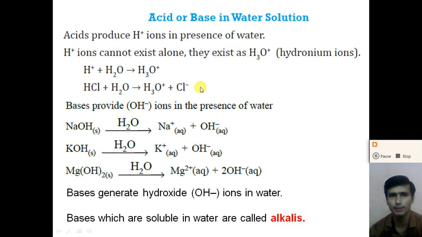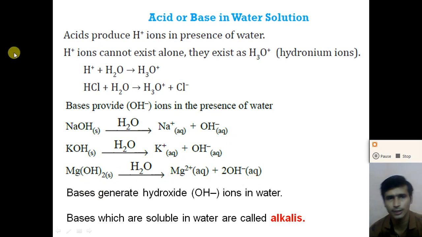Now what happens when a base provides OH minus ions in the presence of water? So what are the bases? NaOH, KOH, Mg(OH)2 are bases, right? So when NaOH reacts with water H2O, it produces the Na plus positive ion and the OH minus negative ion. Similarly, KOH reacts with water and produces the K plus ion and the OH minus ion. Similarly, Mg(OH)2, magnesium hydroxide, reacts with water and produces the Mg 2 plus ion and 2 OH minus ions, right, in the aqueous solution.